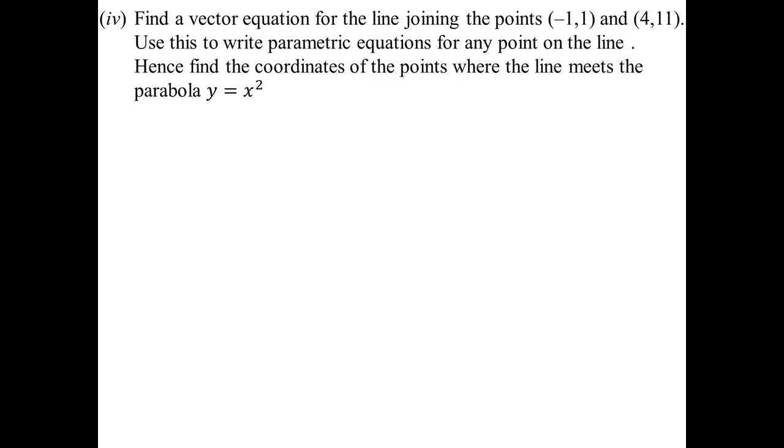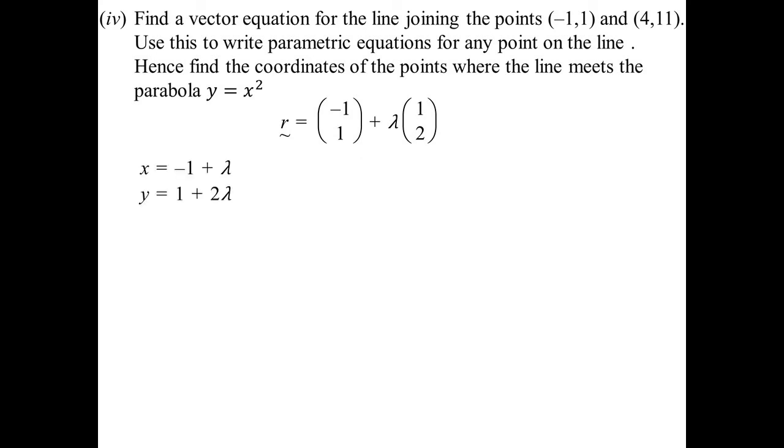All right. This time we're going to find a vector equation. It's going to join the points (-1, 1) and (4, 11). From that, we're going to write parametric equations for any point on the line, and then work out where that line meets the parabola y equals x squared. Okay, so first thing, vector equation. Again, we can just write it down. I can pick any point I like. I thought (-1, 1) is probably easier to work with than the other one. And the slope turns out to be 2. So we get lambda times the direction vector.